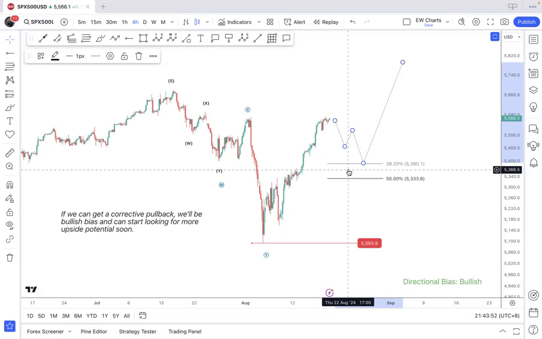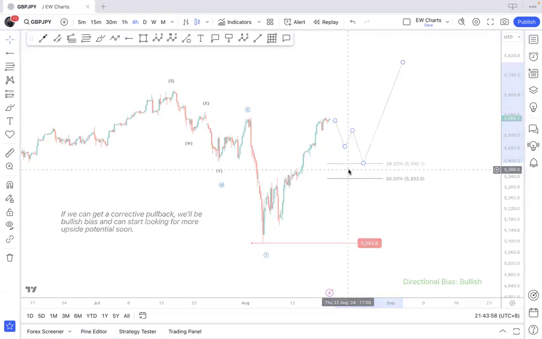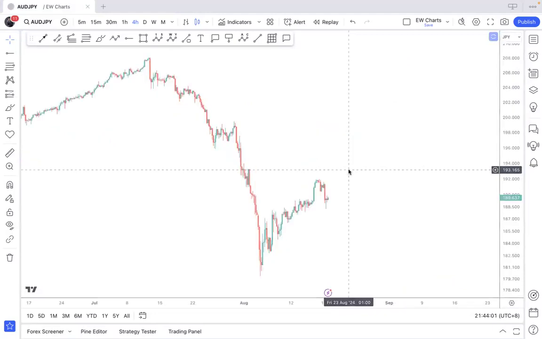If the Fed cuts interest rates, that would also be supportive of the overseas market in the US. From a technical point of view, it points towards a potential pullback on S&P, or if you're looking at Nasdaq or Dow Jones, very likely you'll see the same.